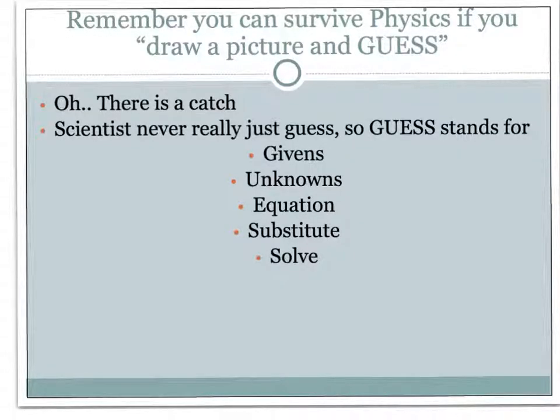The best way to be successful in physics is to simply draw a picture and guess. But there's a catch. Scientists never really just guess. So GUESS actually stands for a method of problem solving. It's an acronym to help us remember everything that we must include. We have the givens, unknowns, equation, substitute, and solve.